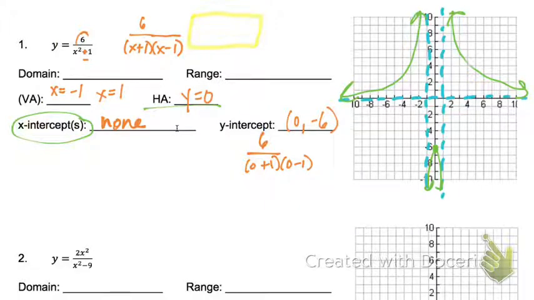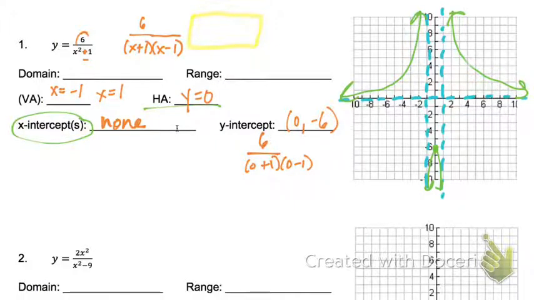How do you know it goes down? Because it wouldn't go through. It's not going to go through the horizontal asymptote unless you have an x-intercept there. So it's always going to go away from your horizontal asymptote. So it only switches up if your asymptote is on a line.